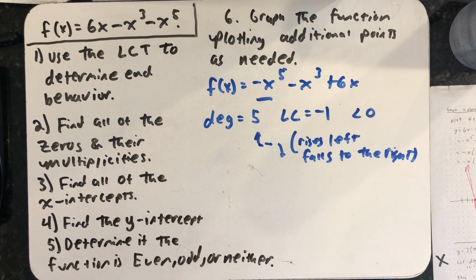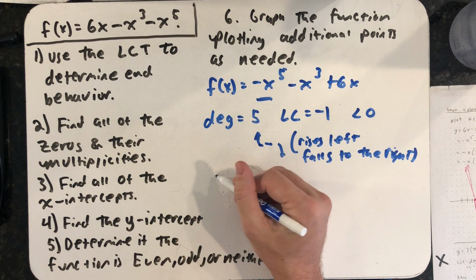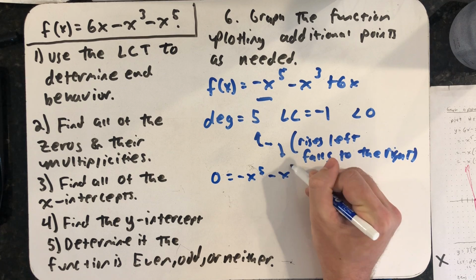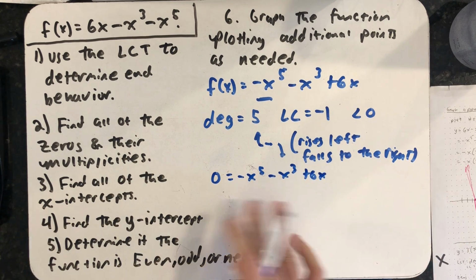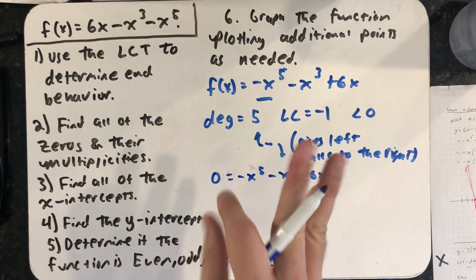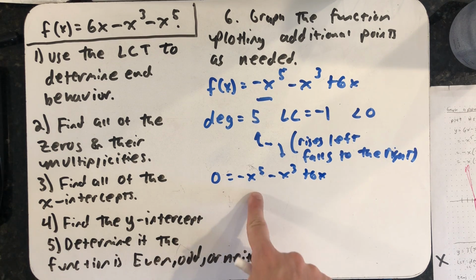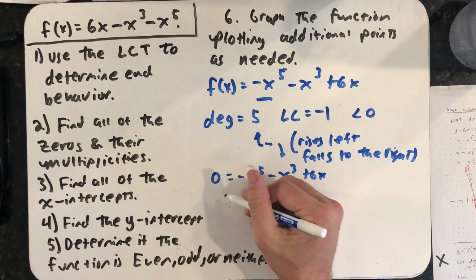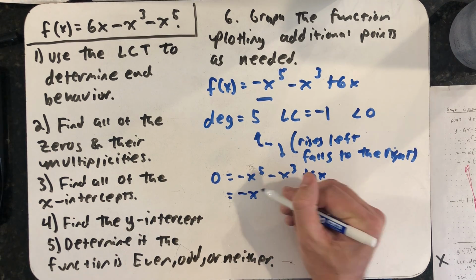Now my job is to find all of the zeros and their multiplicity. So I think I need to factor this. And the first step to factoring anything is to pull out the greatest common factor, which would be an x. And because my leading coefficient is a -1, I'm going to go and pull out a minus x.